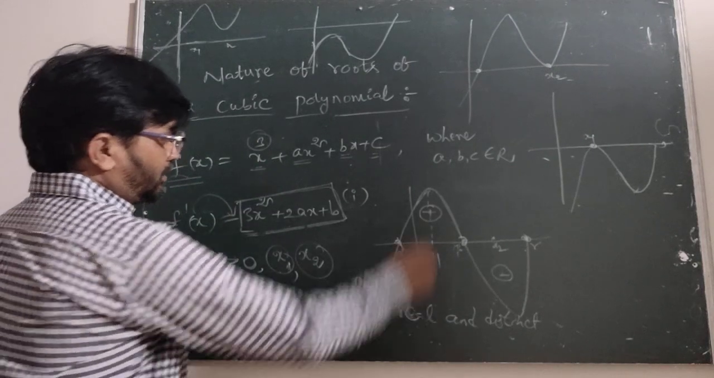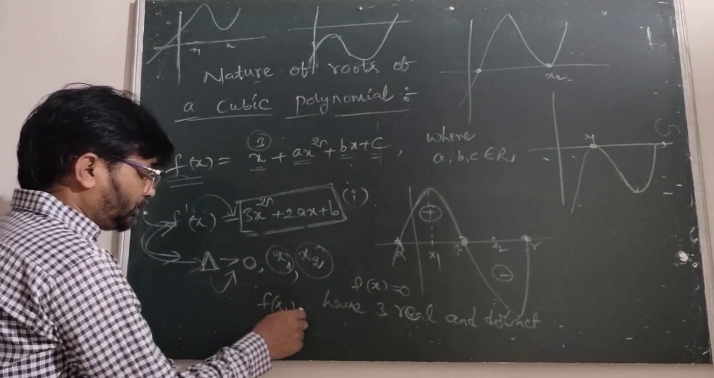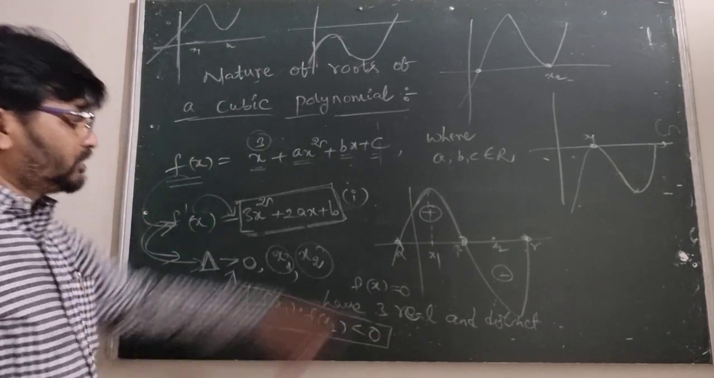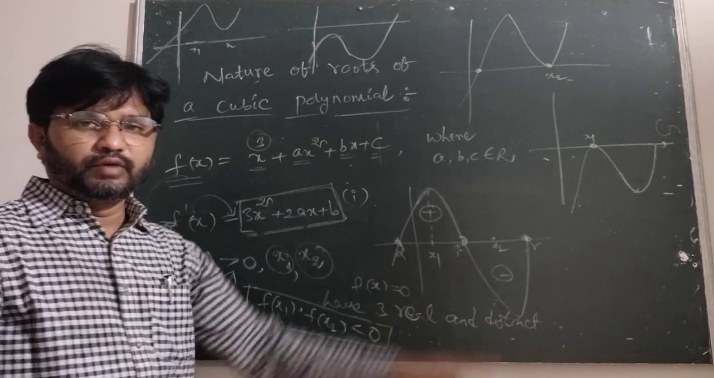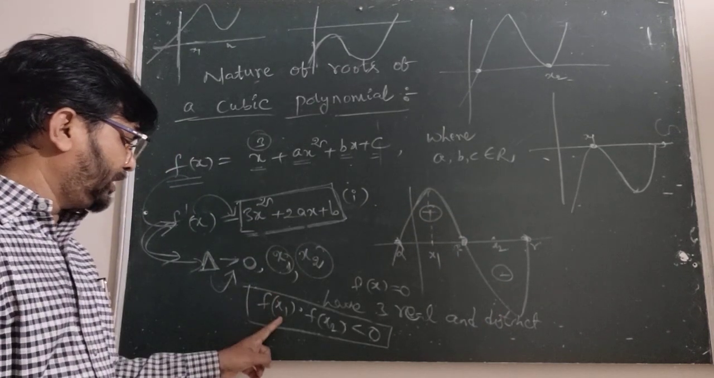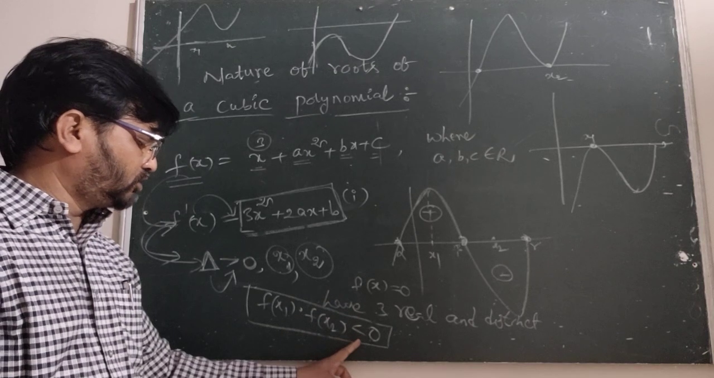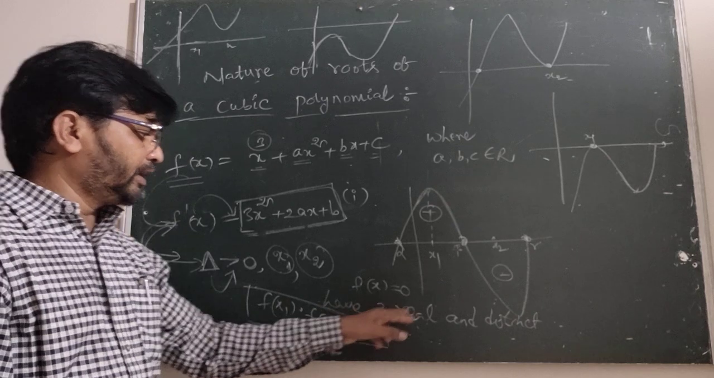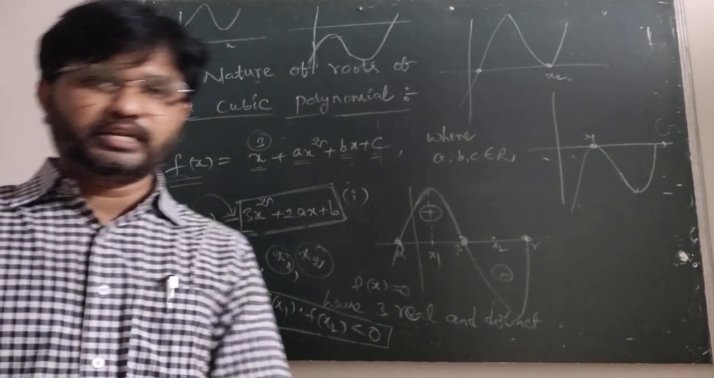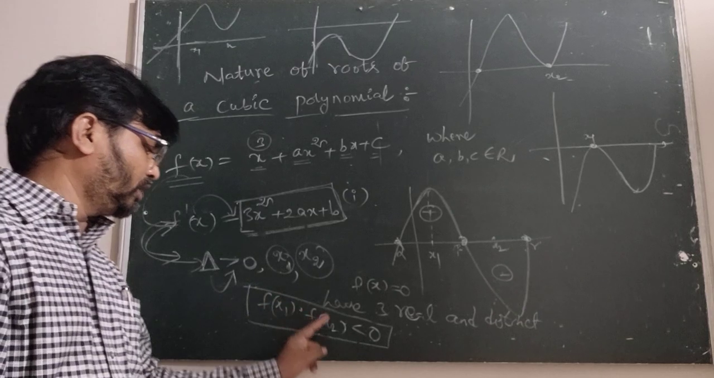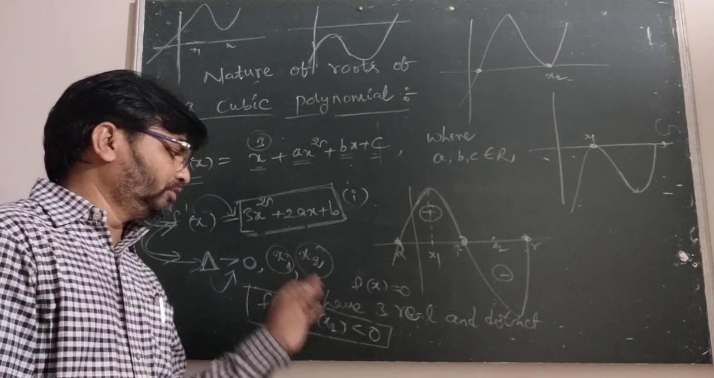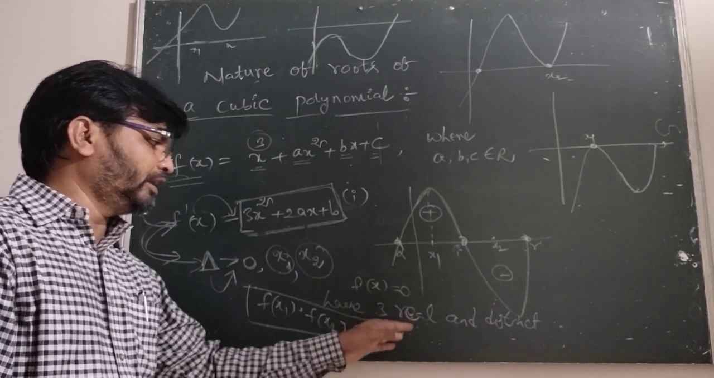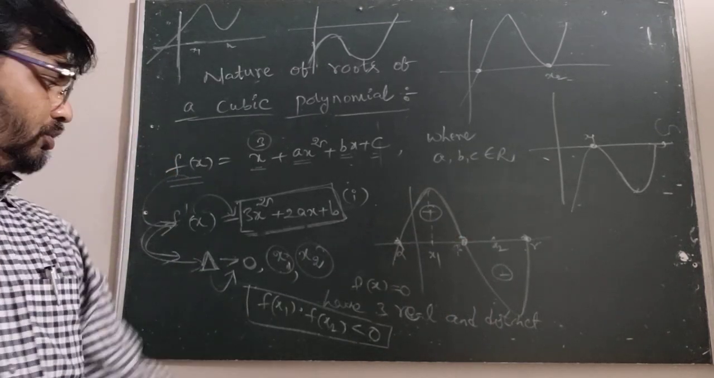then f of x1 into f of x2 must be less than 0. This is positive, this is negative. When our observation is f of x1 into f of x2 is less than 0, then the cubic polynomial equation must have three real and distinct roots. Understand? When f of x1 into f of x2 is less than 0, you can write that the cubic equation would have three real and distinct roots.